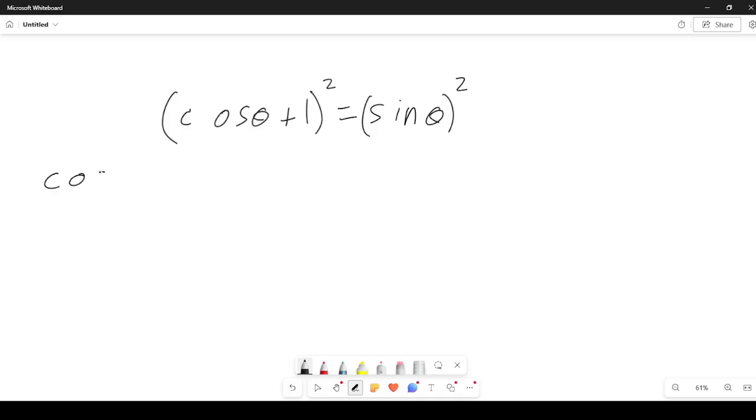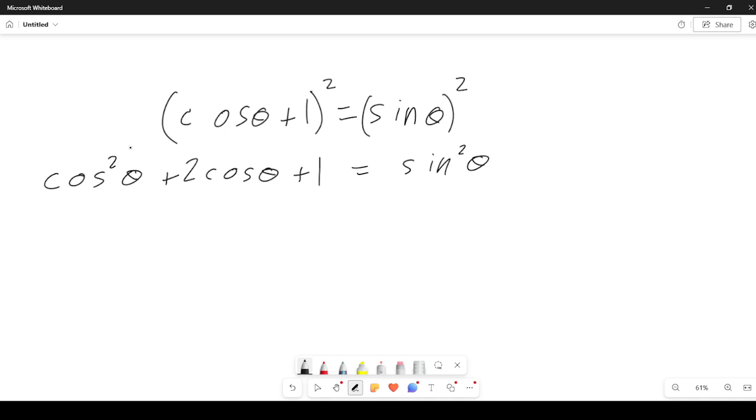But as I said before, don't get intimidated if you don't see what you're supposed to do right away. The best thing you can do is just try something and hope that it works. And if it doesn't, that's no big loss. You just start over and try again. All right, so on the left, I've got cosines. On the right, I've got sines.